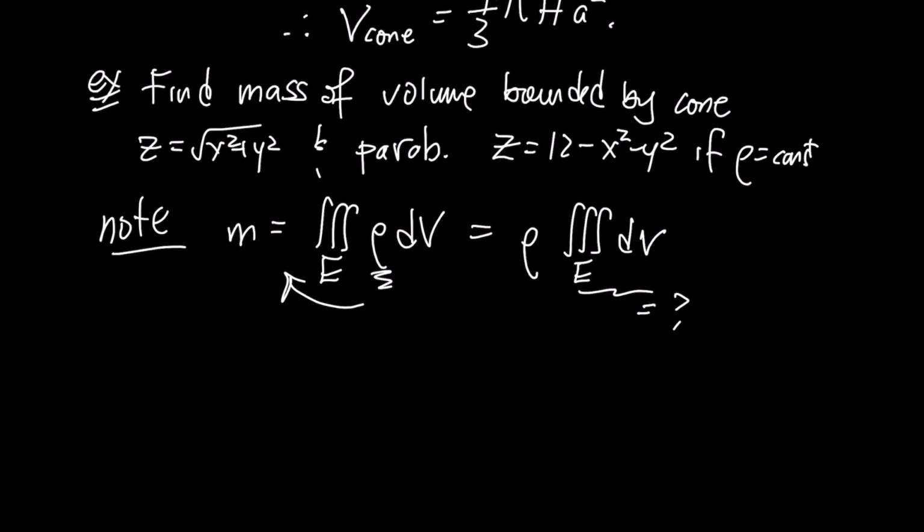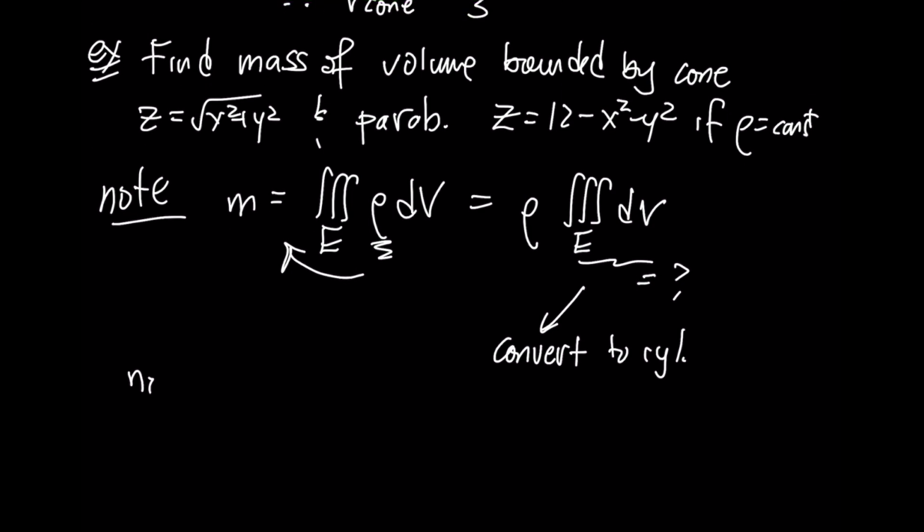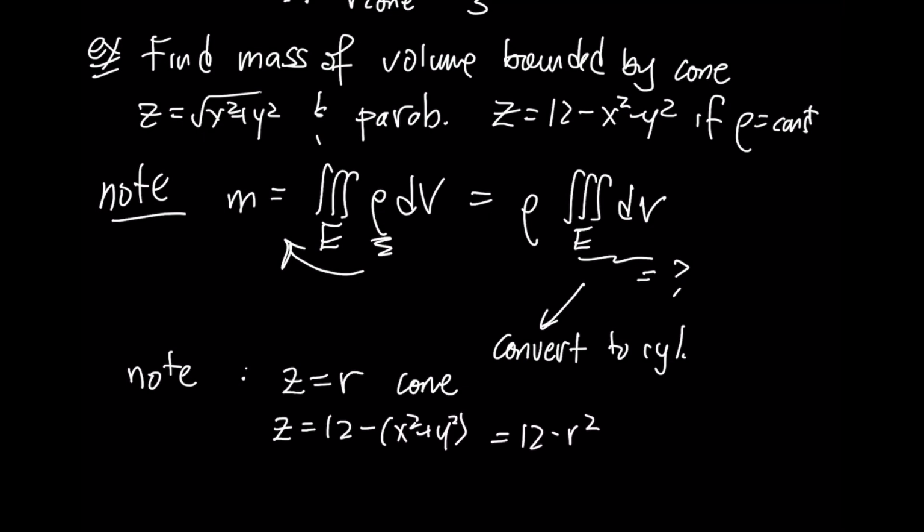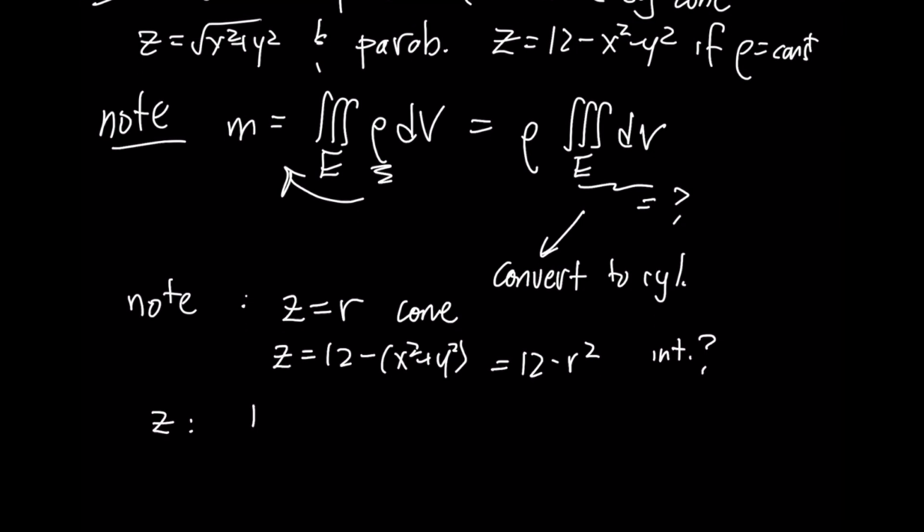We are going to convert this to cylindrical coordinates. Now note that the cone can be described by z equals r, and the paraboloid can most easily be described as 12 minus r squared. So what we need to do is find the intersection of these. So we set the values of z equal to each other.